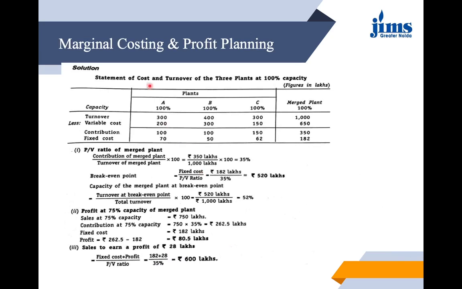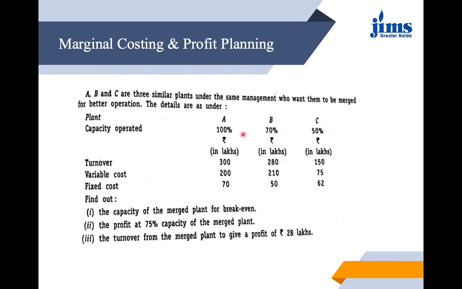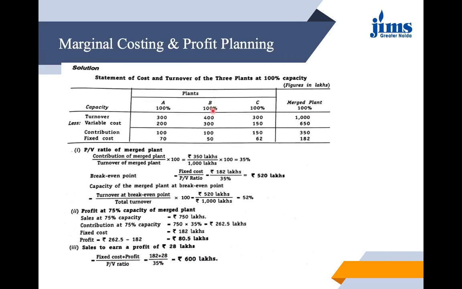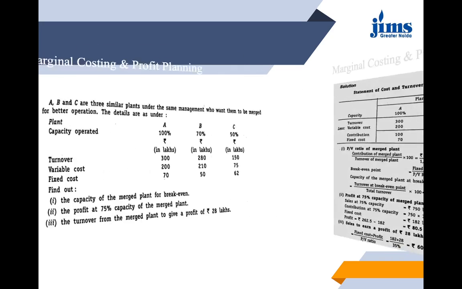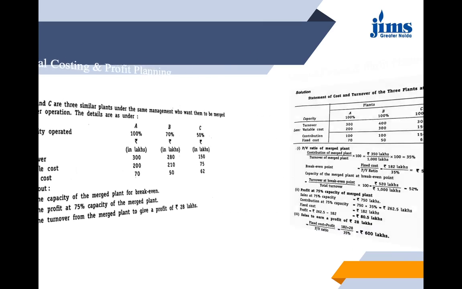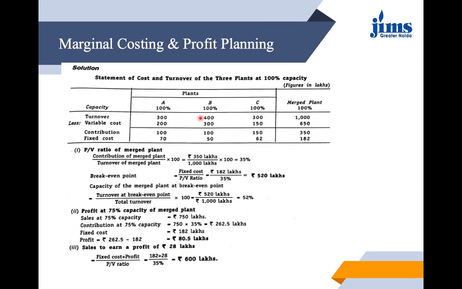Let us draw a statement of cost and turnover of the three plants at 100% capacity first of all. At what capacity is it given? For A only it is given at 100% capacity, and for B and C it is given at 70 and 50% capacity, but we need to calculate it at 100% capacity for all three. So we can simply calculate that. Turnover and variable cost are simply taken from the question for A, but these would change for B and C. We can use the unitary method and find these out for B and C, and then for the merged plant together we are able to find out all these costs.